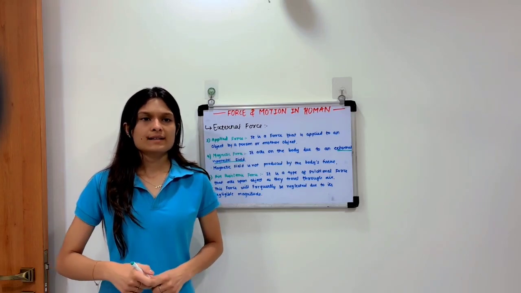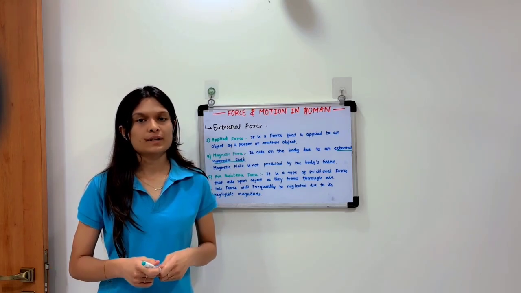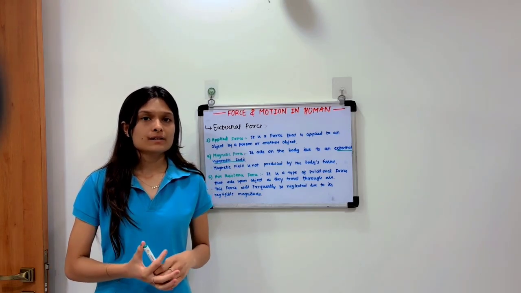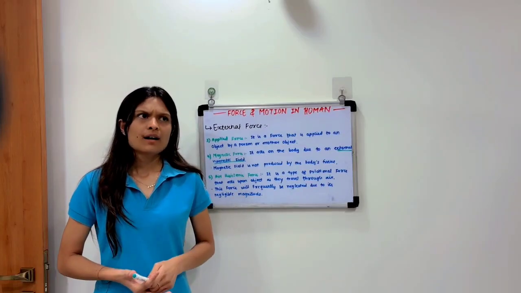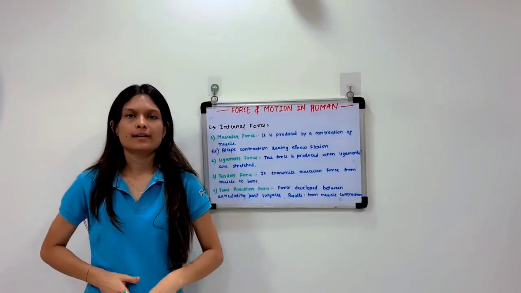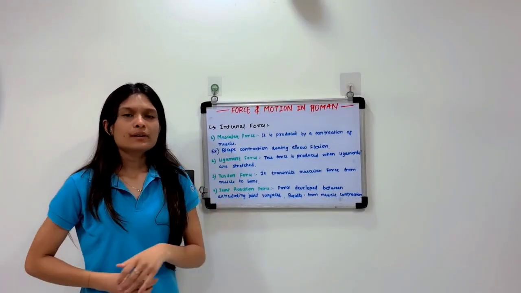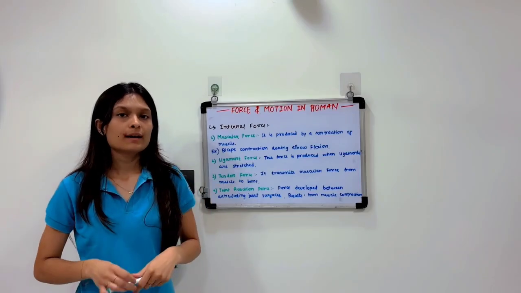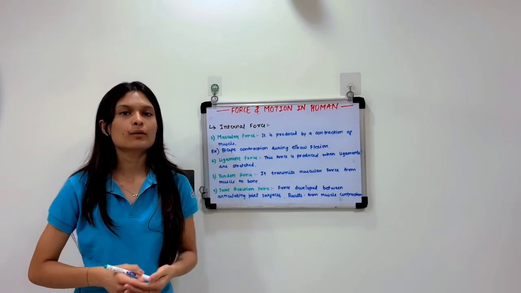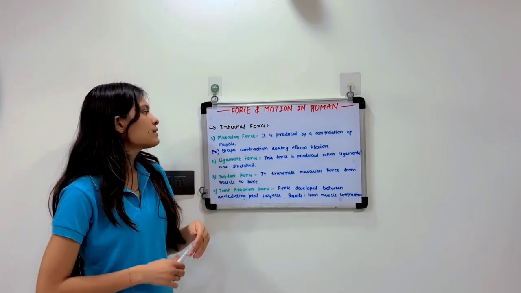For example, we can say a skydiver faces this force during skydiving, while a runner faces this force during running. So now, internal force. As compared to the external force, internal forces are comparatively less as they are generated within the body. So first, muscular force.